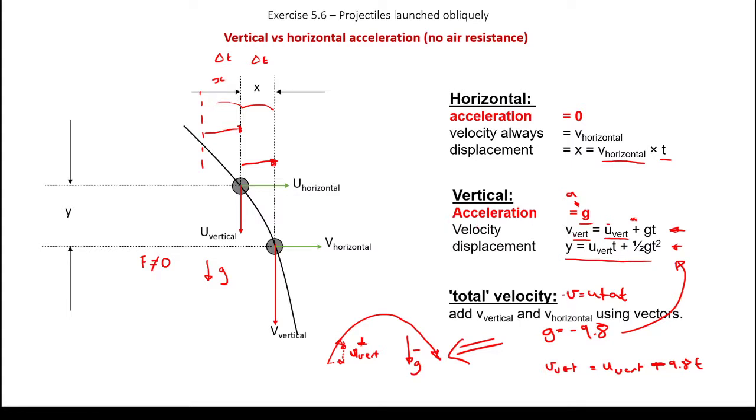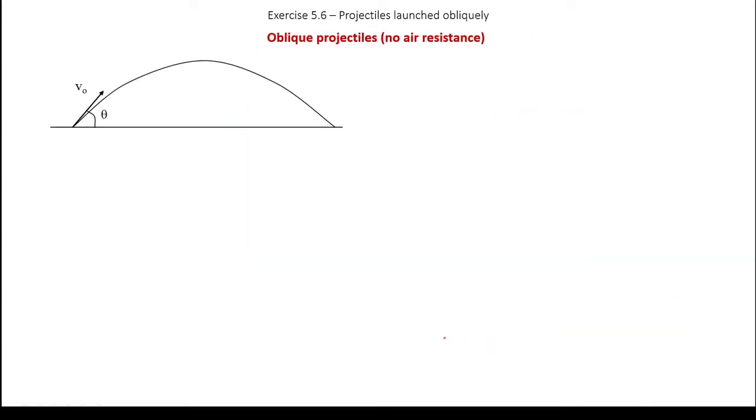Okay, so if we want to calculate the total velocity at any one time, we add the vertical component and the horizontal component using vectors. You want to find it at this point here. We find the vertical component, we find the horizontal component, add those two together. That gives us our resulting velocity vector.